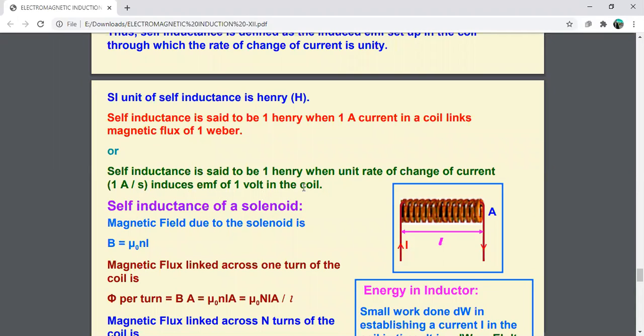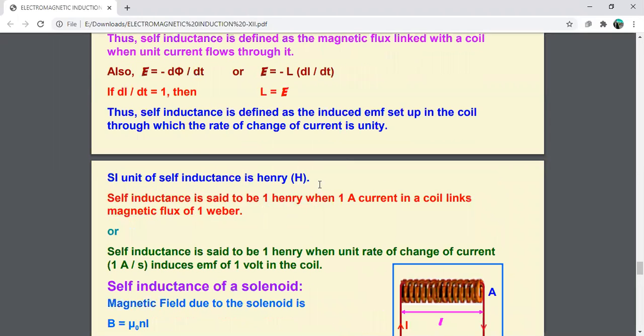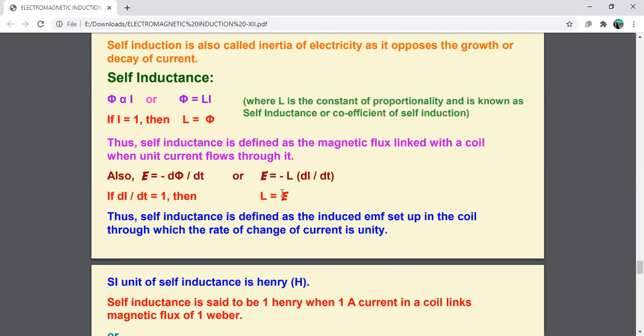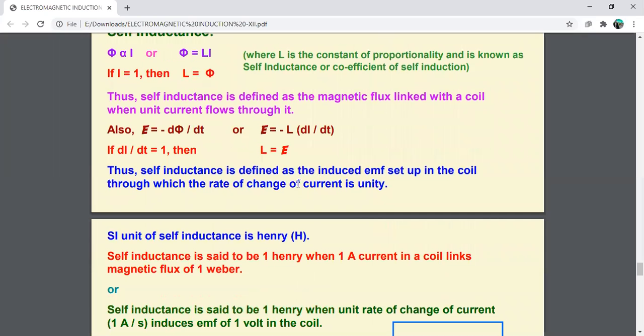Here again you will see the unit of Henry. L equal to EMF divided by di by dt. EMF has unit volt, and di by dt has unit ampere per second. So second will come to the numerator. So volt into second divided by ampere. So here Henry is just equal to volt second per ampere.